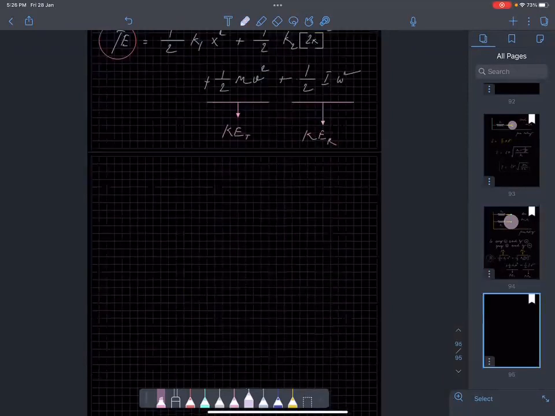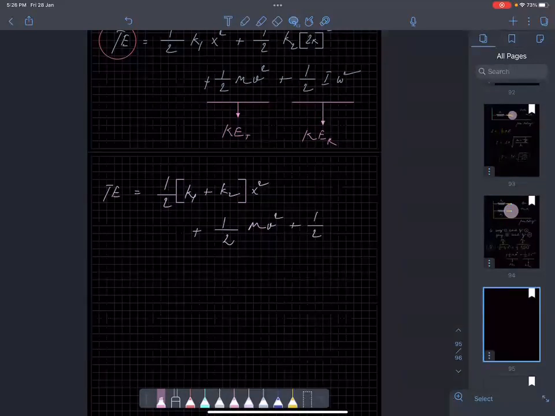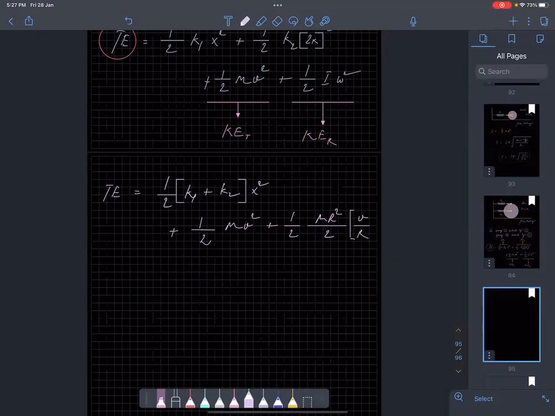Total energy, say quickly, what is it? Half (K1 plus K2) into x square plus half mv square plus half I omega square, where I of the disk is mr square by 2, times (V by R) whole square. Clear? Okay, anyway. Tell me the answer. Take half m common.